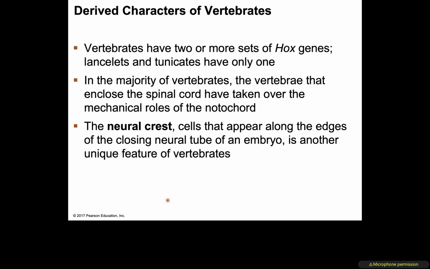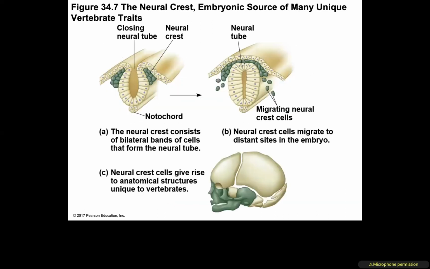So your neural crest are going to be cells that appear along the edges of the closing of the neural tube of an embryo. And this is yet another unique feature of your vertebrates. And so you can see here, this is the closing of the neural tube. And then these in green, these are those cells that make that neural crest. You can see here, here's the notochord. And so migration of the neural crest cells, you got your closing of that neural tube, and you can see the cells migrate. So this is something that is very unique to vertebrates.